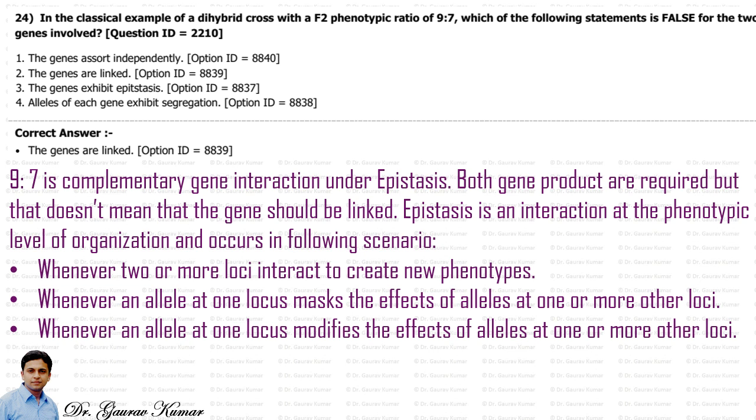Epistasis is an interaction at the phenotypic level of organization and occurs in the following scenarios: whenever two or more loci interact to create a new phenotype, whenever an allele at one locus masks the effect of alleles at one or more other loci, and whenever an allele at one locus modifies the effect of alleles at one or more other loci.